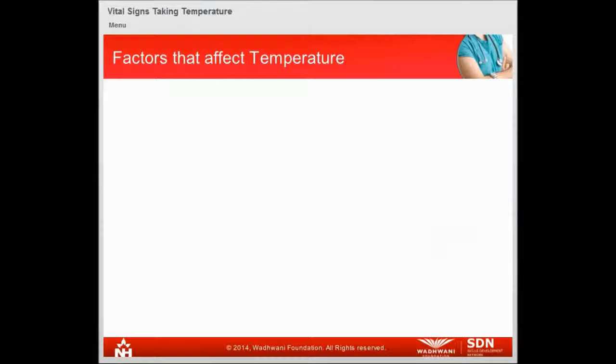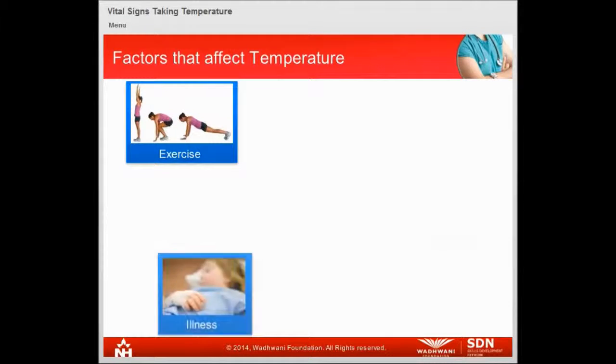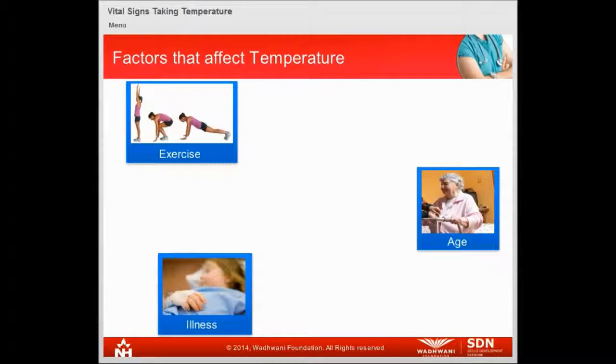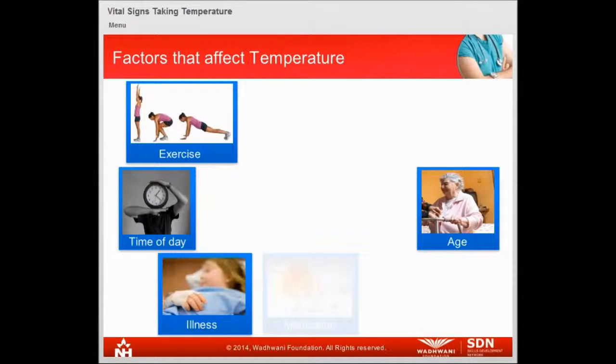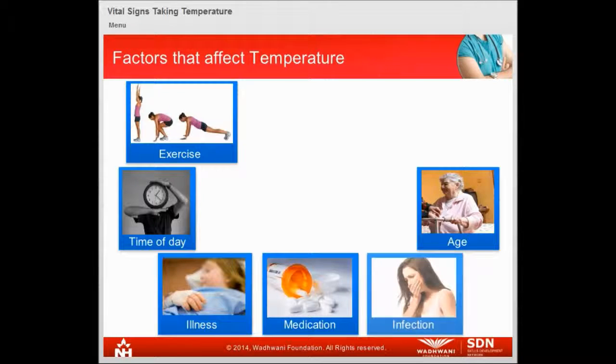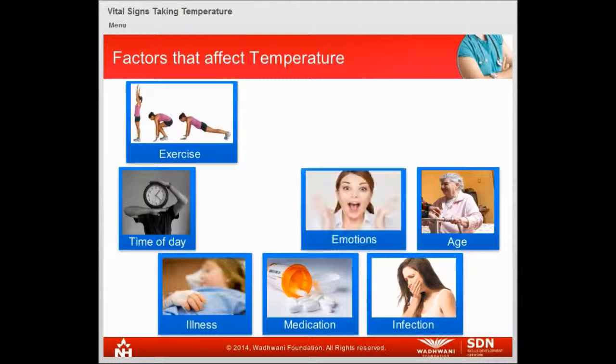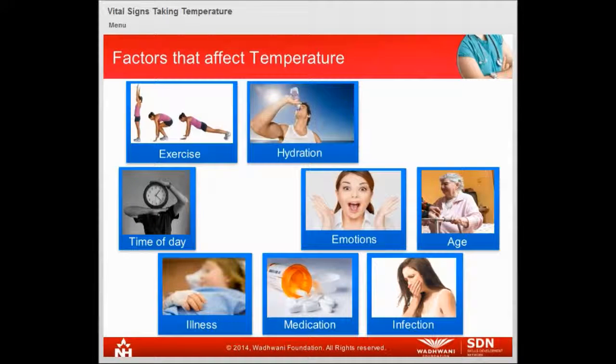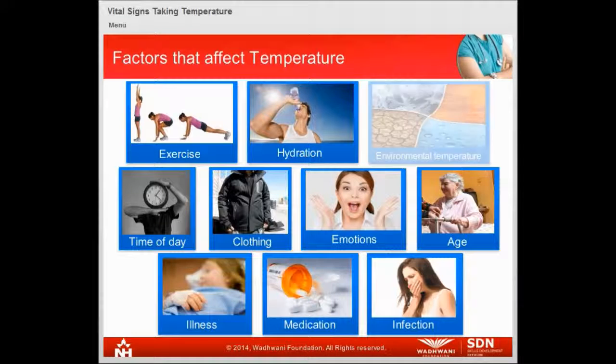Here are the factors that affect human body temperature. The factors are exercise, illness, age, time of day, medications, infection, emotions, hydration, clothing, and environmental temperature.